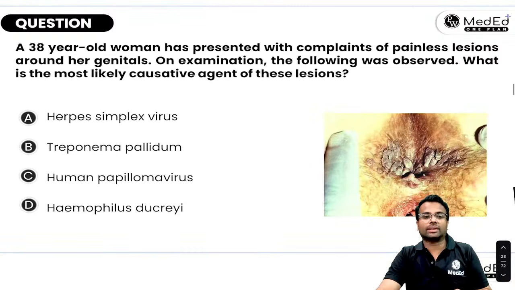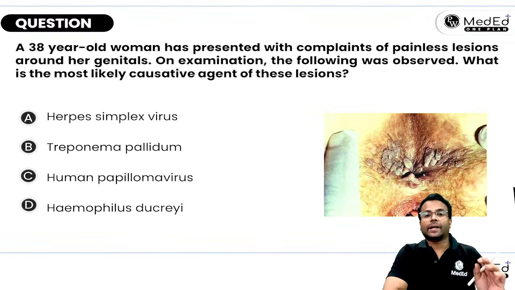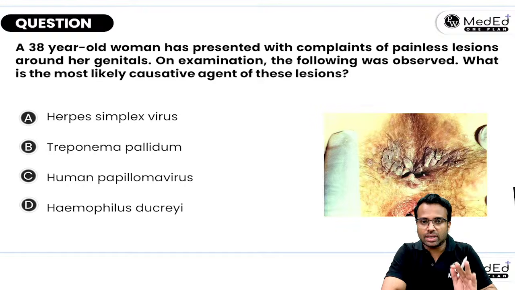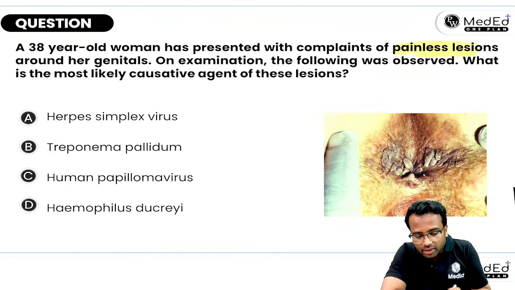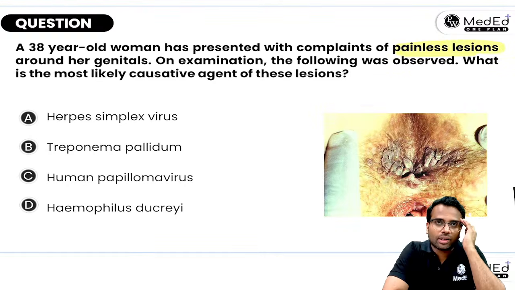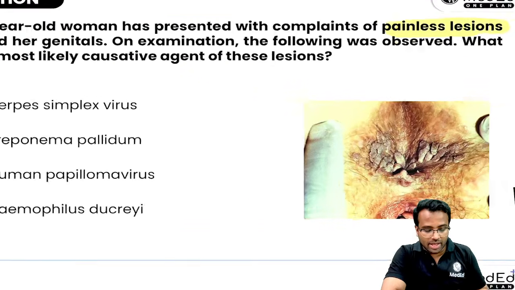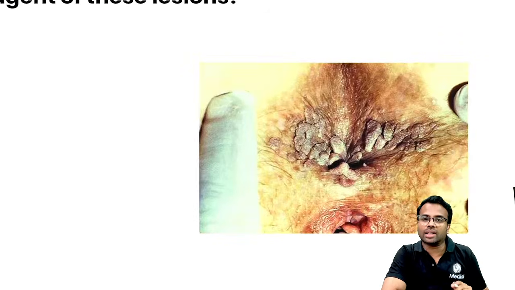Moving to the next one, a 38-year-old woman has presented with complaints of a painless lesion around the genitals. So when you see these kind of images, the moment you read the first sentence itself, mark the buzzword, at least in your mind. Okay, painless lesion is there. And what is the most likely causative agent of this lesion? But the moment I'm seeing this image, I cannot see any ulcer.